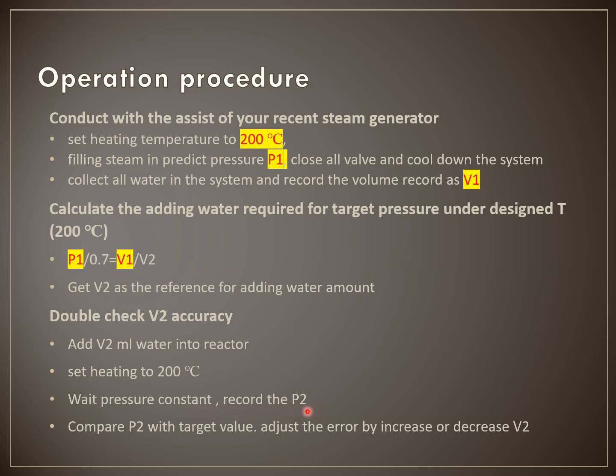We will compare this P2 with our target value 0.7 to check how much water we need to adjust in our final amount. And we will use the final amount of water to generate in situ steam under the target pressure. This is how we use a simple way to generate steam with target temperature and pressure.